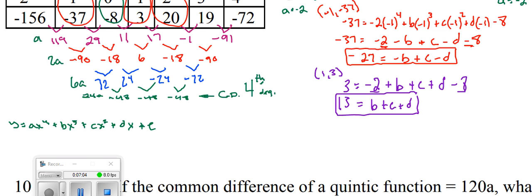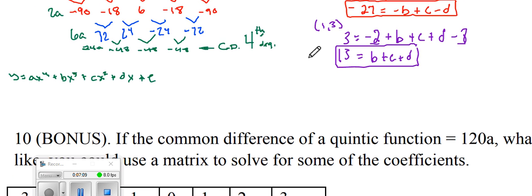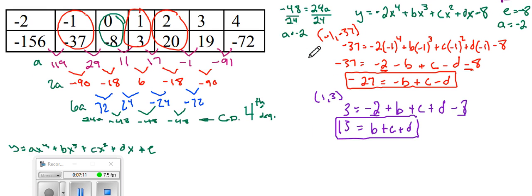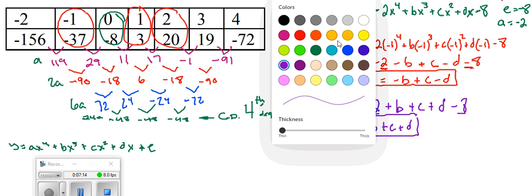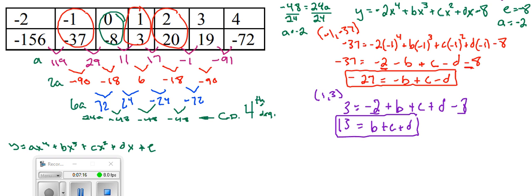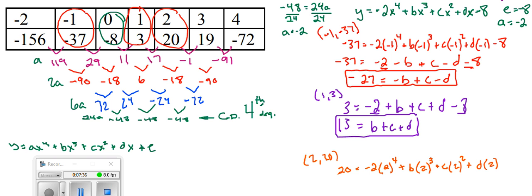13 is equal to b plus c plus d. We got another equation, and we need one more. To get that last one, we're going to use the point 2, 20. We use the point 2, 20: 20 is equal to -2 times 2 to the fourth plus b times 2 to the third plus c times 2 squared plus d times 2, not plus, minus 8.